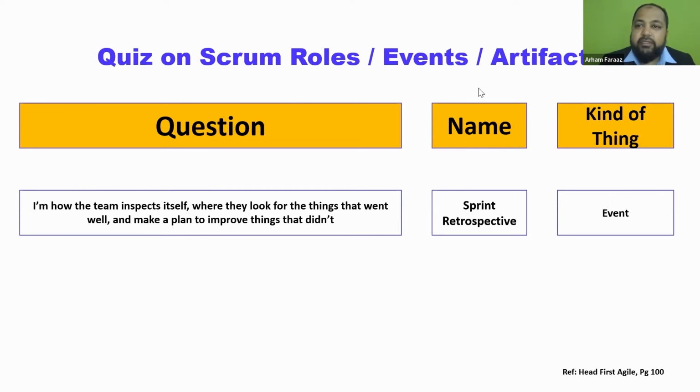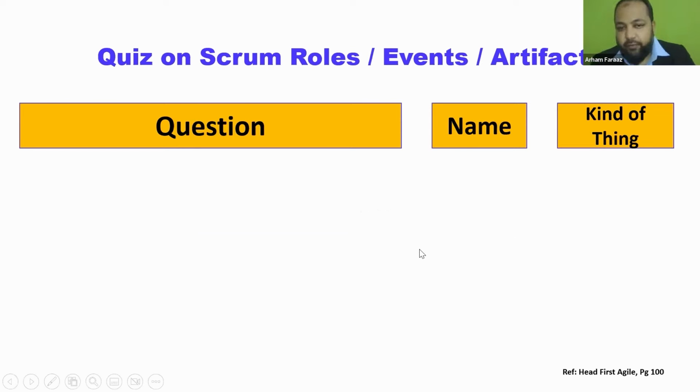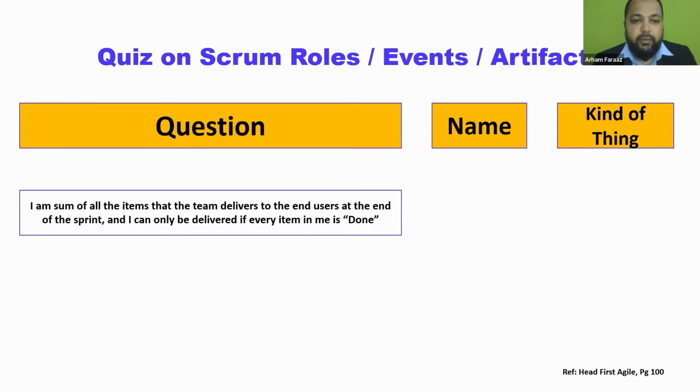So again, the keywords that you have to look for over here are these: inspects itself, make a plan to improve things, things that went well, and towards the end, right? Again, retrospective. Okay, so that's the answer. Let's go for the next one. Quickly, just a few more questions and we are done with this video.